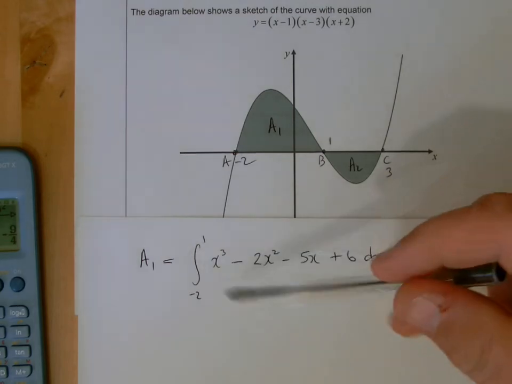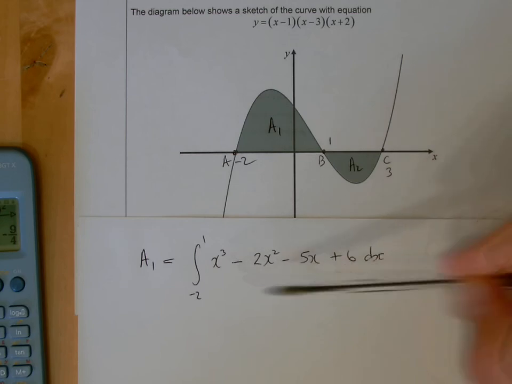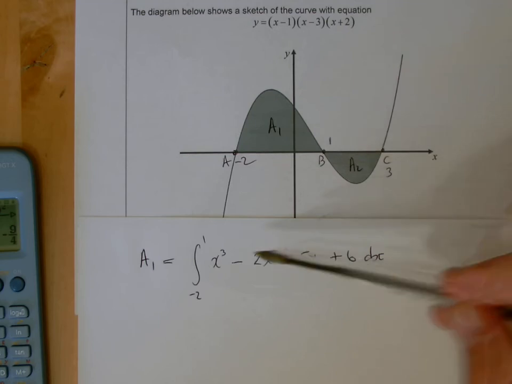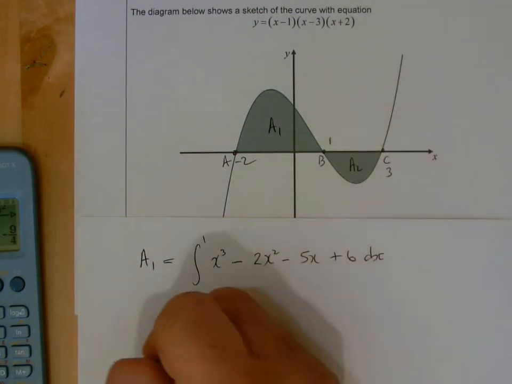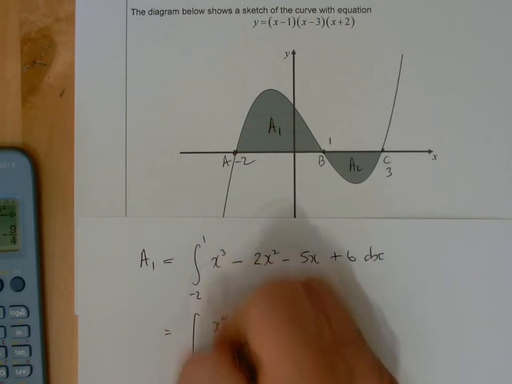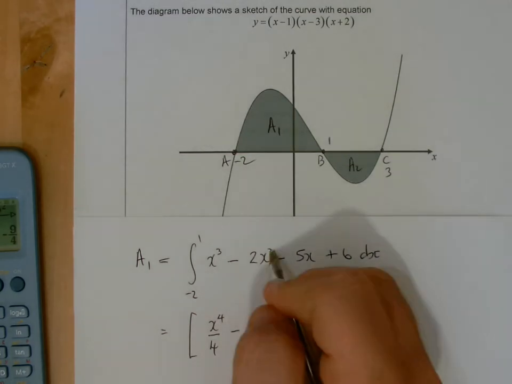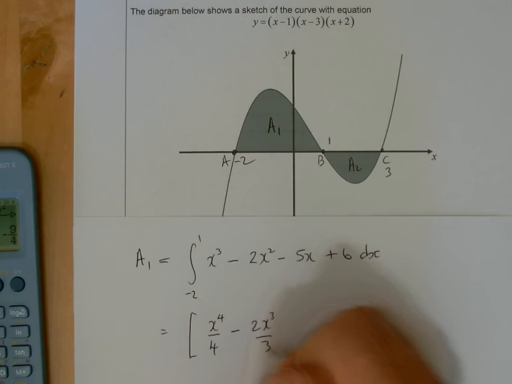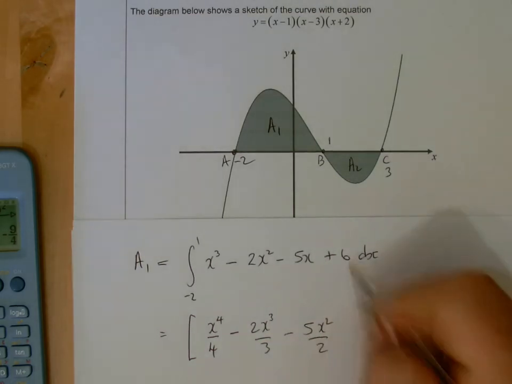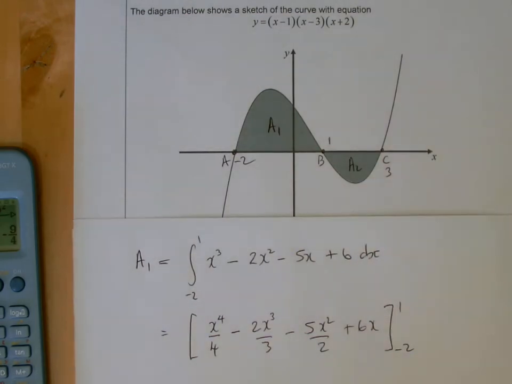So in the first part of the video, we established that the curve could be expanded to give you this here, and we're going to now work out the area of A1, which is between the limits -2 and 1. So we just got to integrate this now. Square brackets, x to the power 4 over 4: you add 1 to the power and divide by the new power. Here that becomes 3, divide by 3, and then 5x becomes 5x squared over 2. And then 6 just becomes 6x, between the limits of 1 and -2.